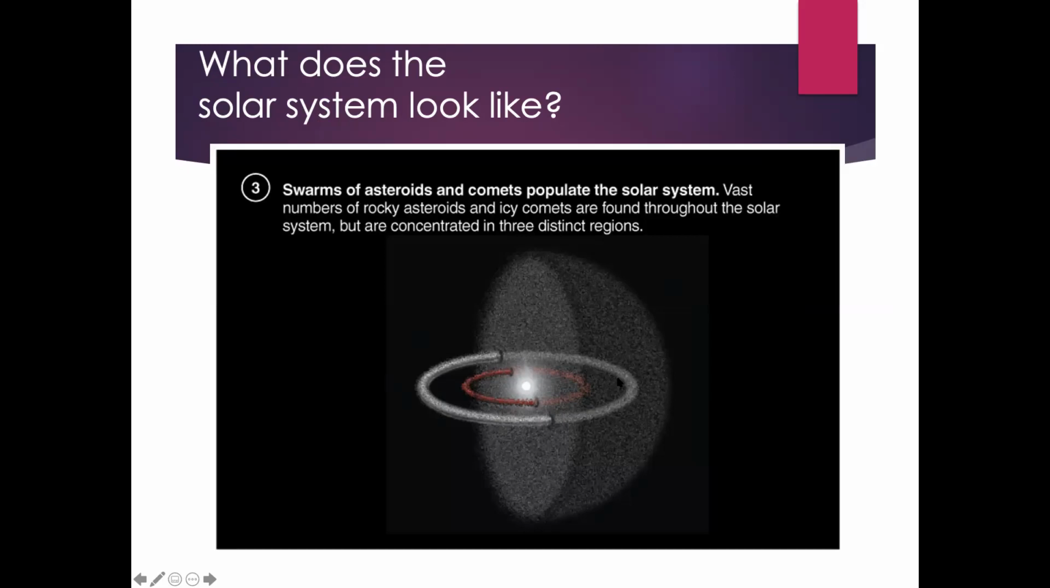Right out here, this lighter disk is the Kuiper belt. That's where you find most of the comets in our solar system. And then this less dense looking sphere is called the Oort cloud. That's actually where you really find the majority of comets, but they're just so far away that we'll never interact with them.